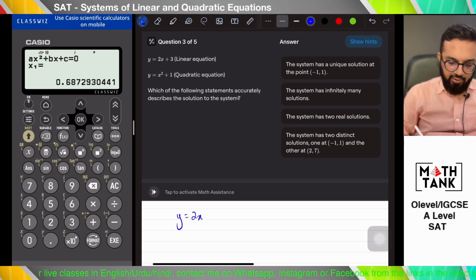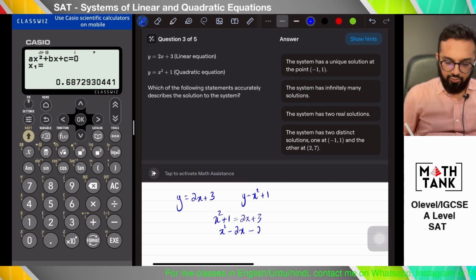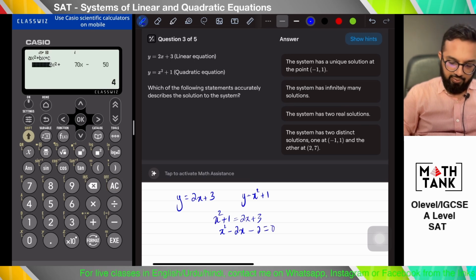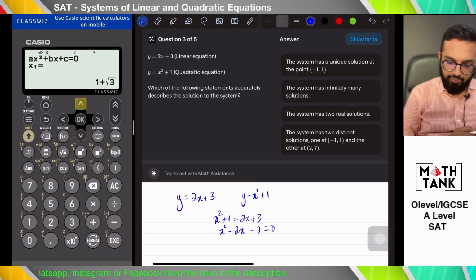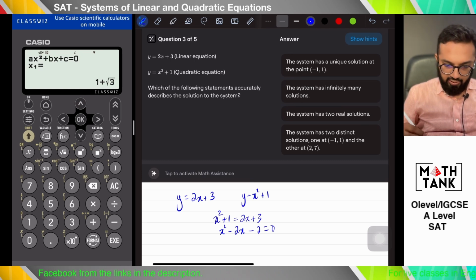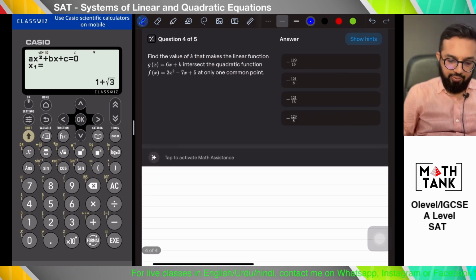y equals 2x plus 3 and y equals x squared plus 1. Which of the following describes accurately the solution to the system? So x squared plus 1 equals 2x plus 3. Let's solve x squared minus 2x minus 2. If I solve this, let's see what I get. 1, minus 2 and minus 2. Now, this is giving me x1 and x2. I hope I've done that correctly. Yeah, so the system has two real solutions, I think. Yeah, that's the correct answer.